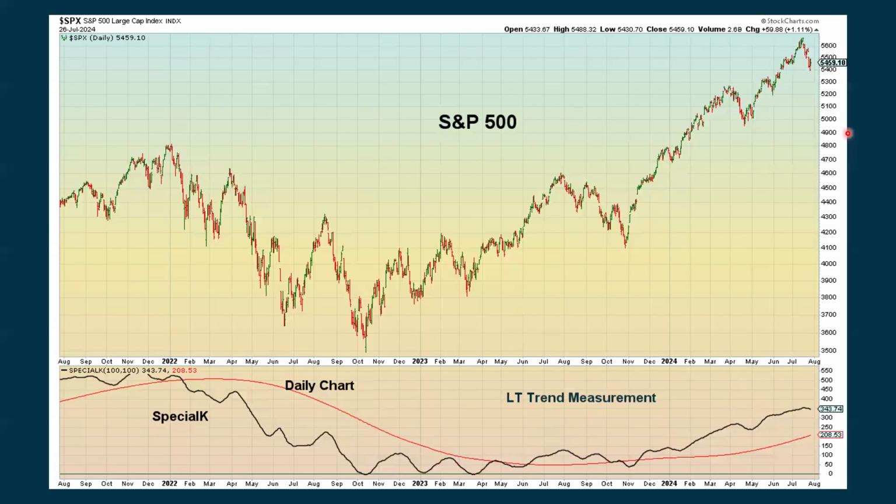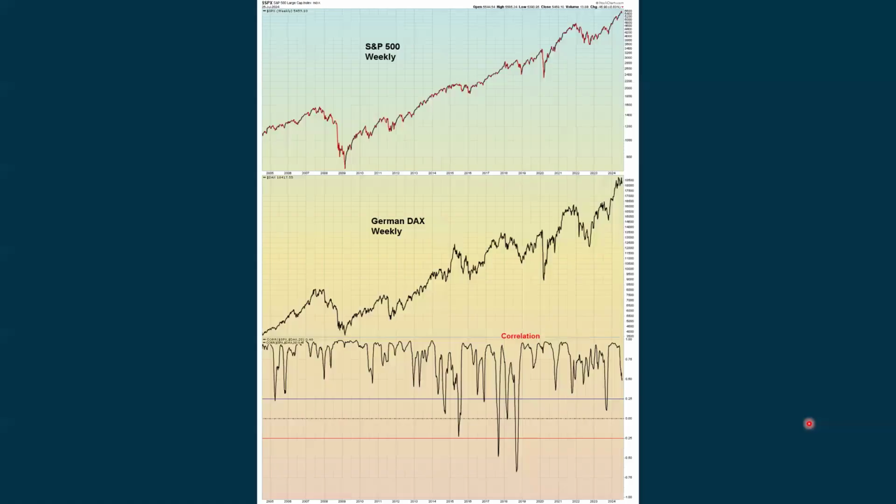Then we look at another long-term oscillator called a Special K, and this is a daily chart where we're above the red line, and we crossed way back in November of 2023, and we've been positive ever since. I don't show this chart because we don't get very many signals from it, but it remains positive as of right now.